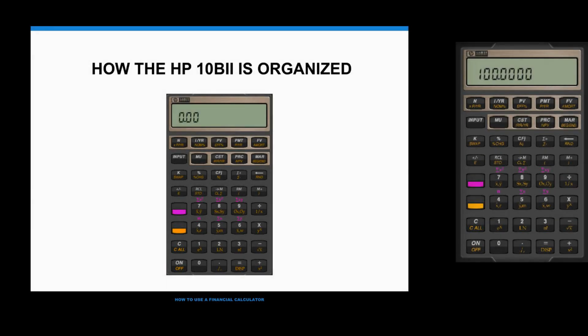So first, let's take a quick look at how the HP 10B2 is organized. You'll see down on the bottom right, all of the basic math functions, which replicate what a traditional financial calculator can do. These are just all of the algebraic functions that you normally see on a calculator. Then up at the top, you'll see all of the time value of money buttons, with one button for each of the 5 time value of money components.